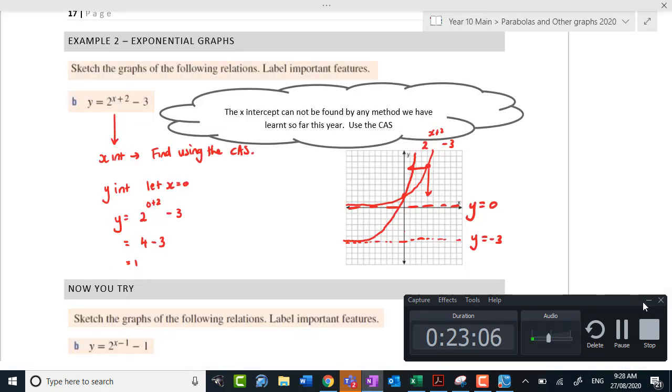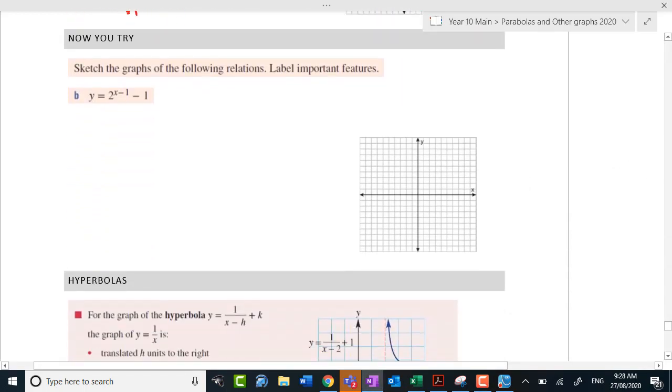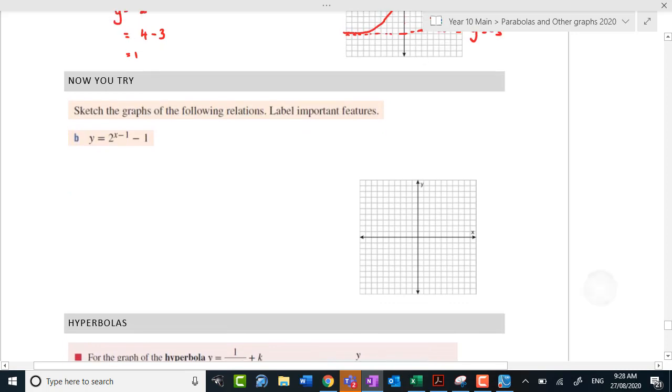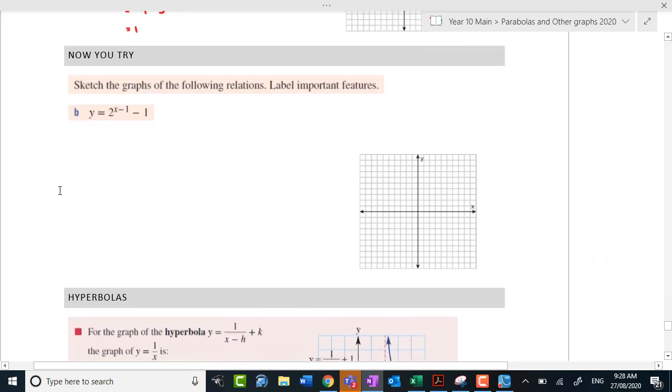All right. I know that this is a fair bit to do. Can I get you to try this one here, please? Now, if you can do it, great. Pause it, give it a go. If you can't, well, I'll go through it in a second.